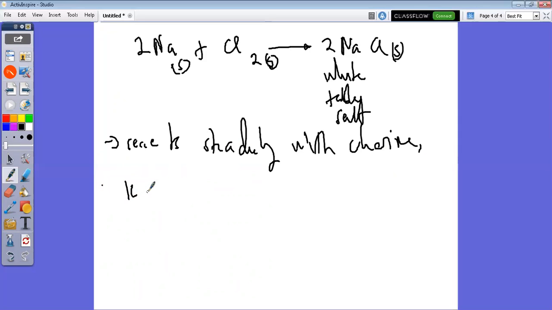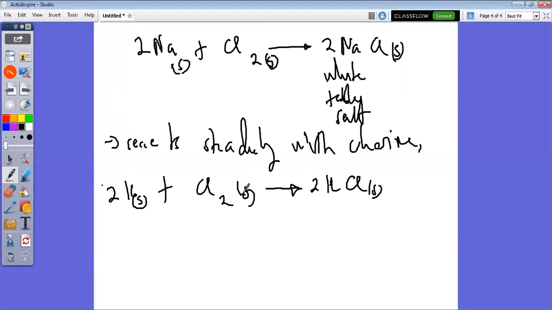Then potassium. You're only required to know up to potassium. This is a vigorous reaction to form potassium chloride. This is a solid and chlorine is a gas. This is a white soluble salt. The reaction is vigorous.